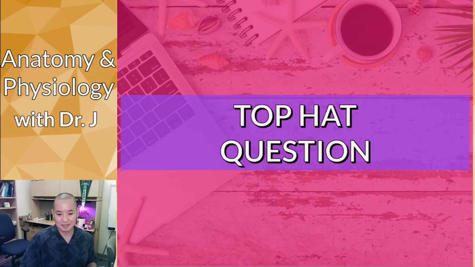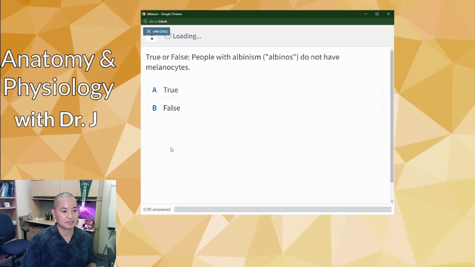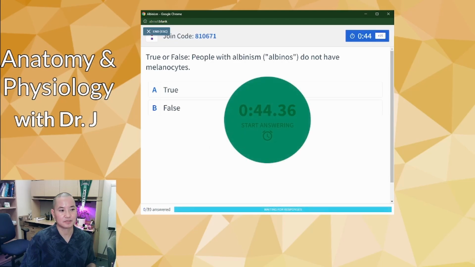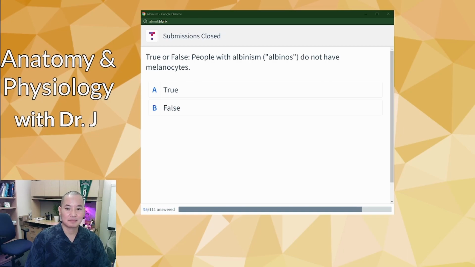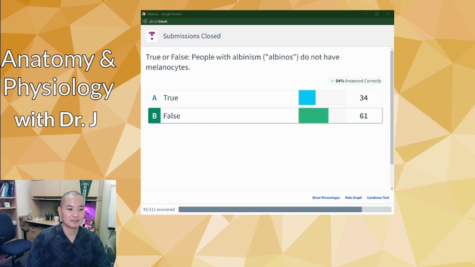So let's talk about our first question. People with albinism do not have melanocytes. True or false? Sometimes people might call them albinos, but I think they say people with albinism. So, people with albinism do not have melanocytes. Most of you said true: 34 said true, that they do not have melanocytes. 61 said false, they do have melanocytes. Well, let's find out the answer to that question.